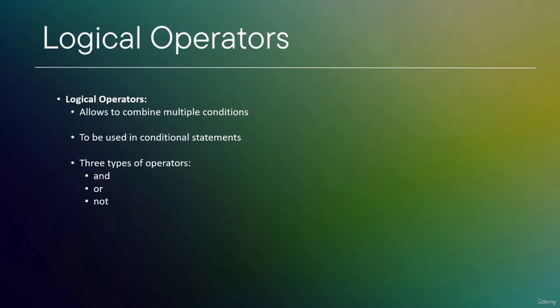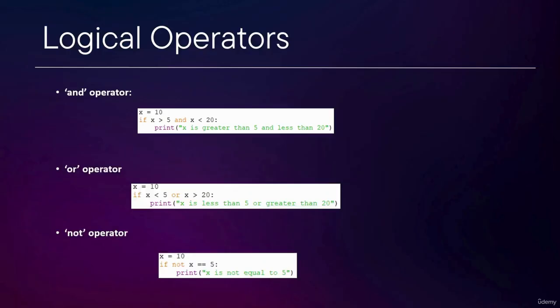Now let's look at the logical operators. We learned about these in one of the starting lectures, so this will be a quick overview. They allow us to combine multiple conditions. Now we can use those conditions in the conditional statements with if and else if keywords. There are three types of operators we know: and, or, and not. These are just some examples for them.